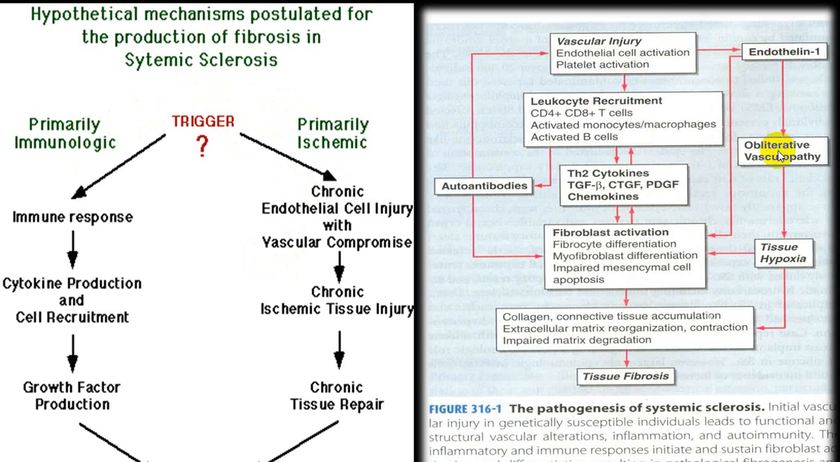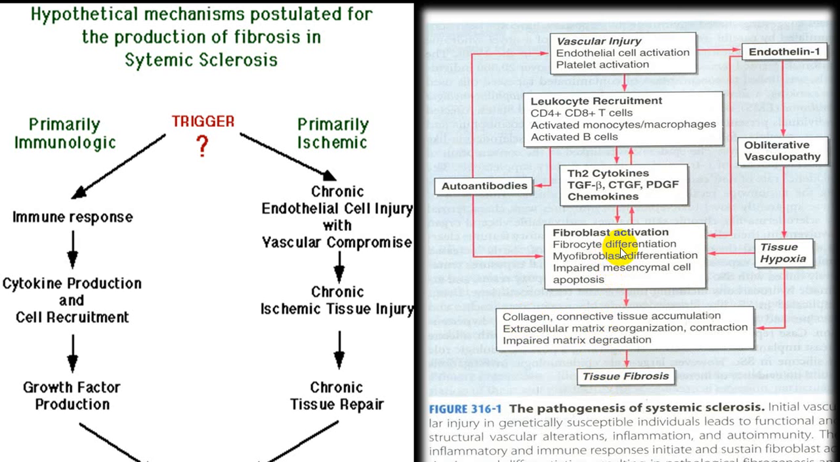That endothelin production produces obliterative vasculopathy, tissue hypoxia, and secondary to tissue hypoxia, there is a fibroblast activation, and there is a collagen connective tissue accumulation, which will end up with fibrosis. As well as, because of endothelin production also there is a fibroblast activity. Secondary to fibroblast activity, there will be excessive proliferation of collagen tissue and it will end up with fibrosis.